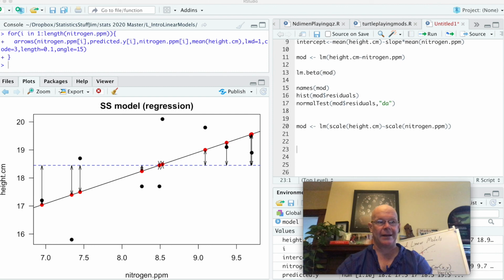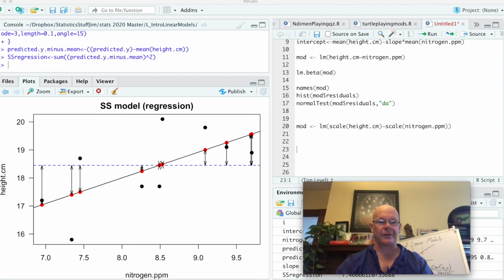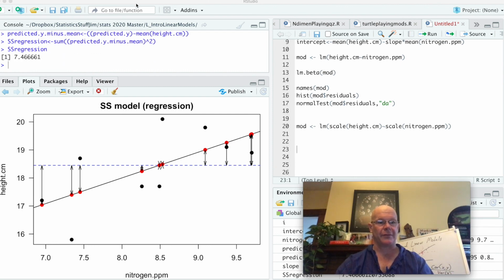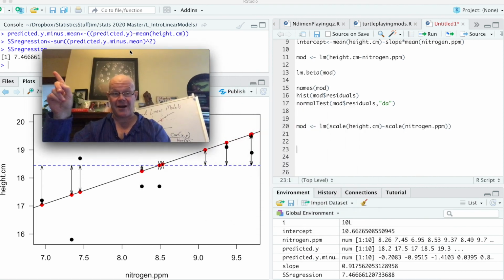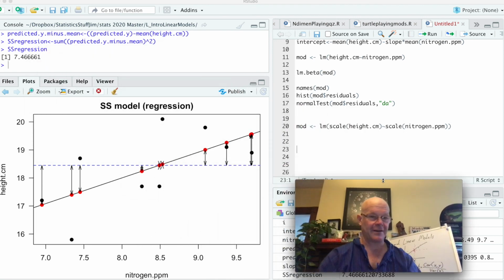And I'm going to go ahead and do that, and all the code is on there, so we don't need to go through the cumbersome part of the code. But we got that number right there. So that's our sums of squares.